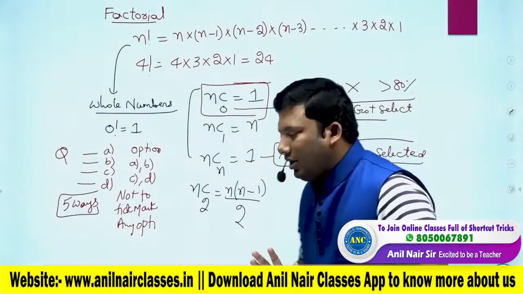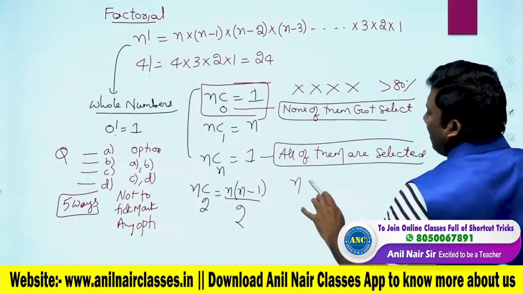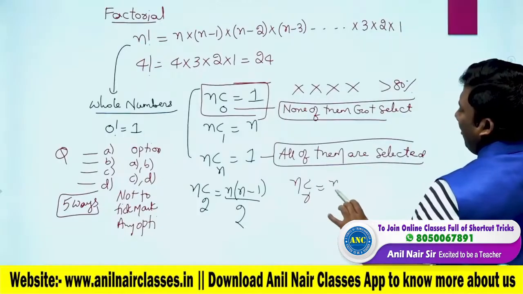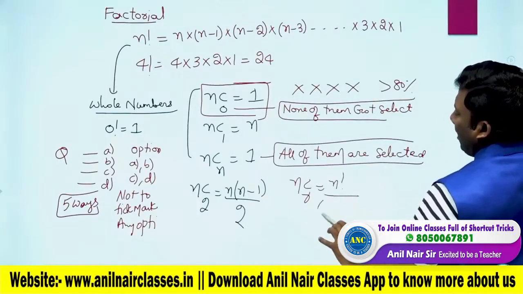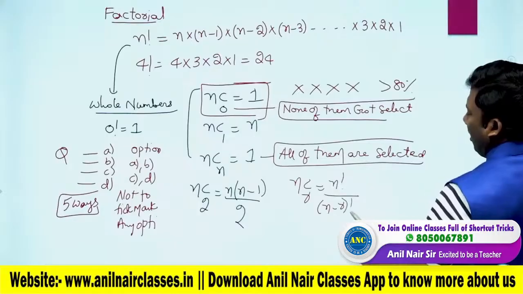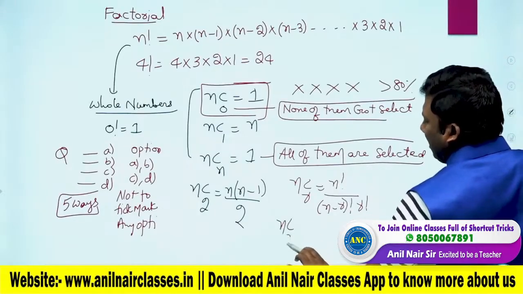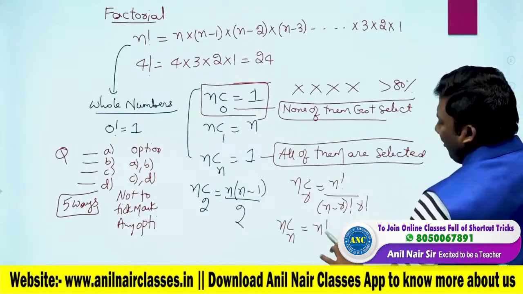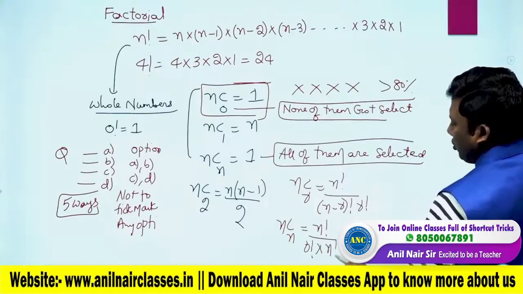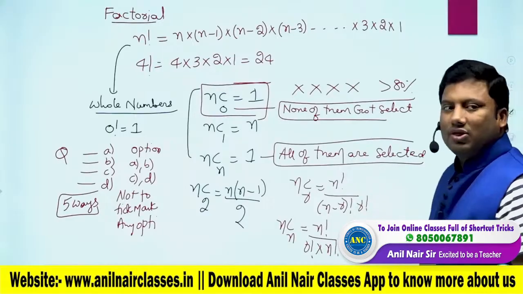Are you all with me? Suppose I take, what is the definition of NCR? N factorial by (n minus r) factorial into r factorial. Suppose I take NCN, it is n factorial by (n minus n) factorial into n factorial. Are you all with me?